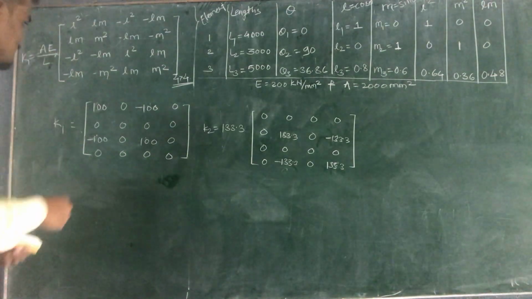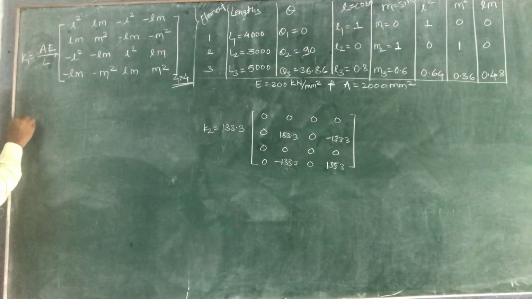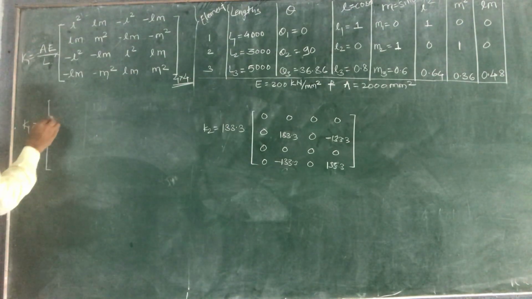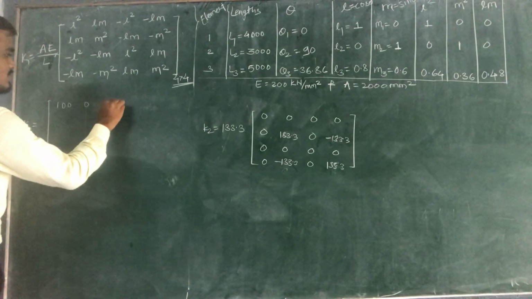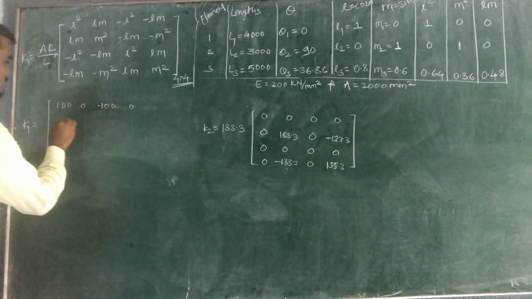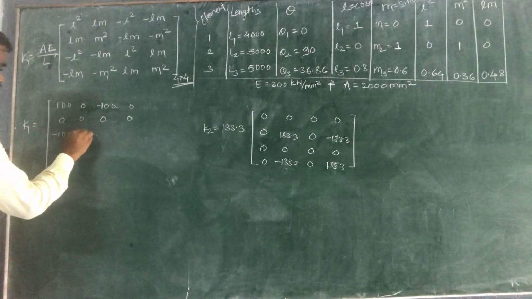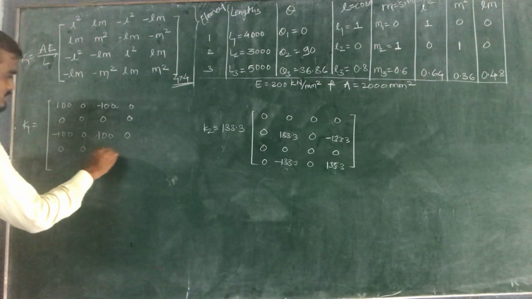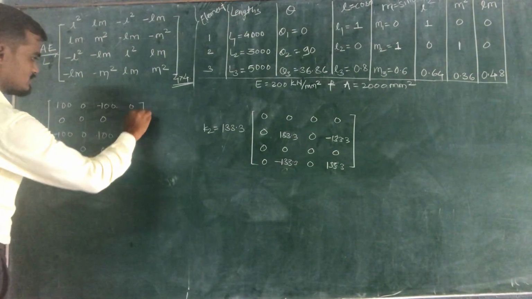So here we will write your first elemental stiffness matrix. K1 is equal to 100, 0, minus 100, 0, 0, 0, 0, 0, minus 100, 0, 100, 0, 0, 0, 0, 0. So this was your first elemental stiffness matrix.